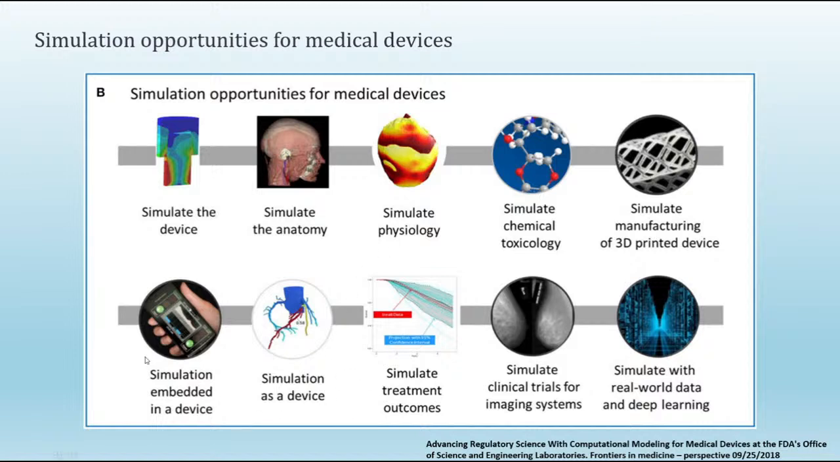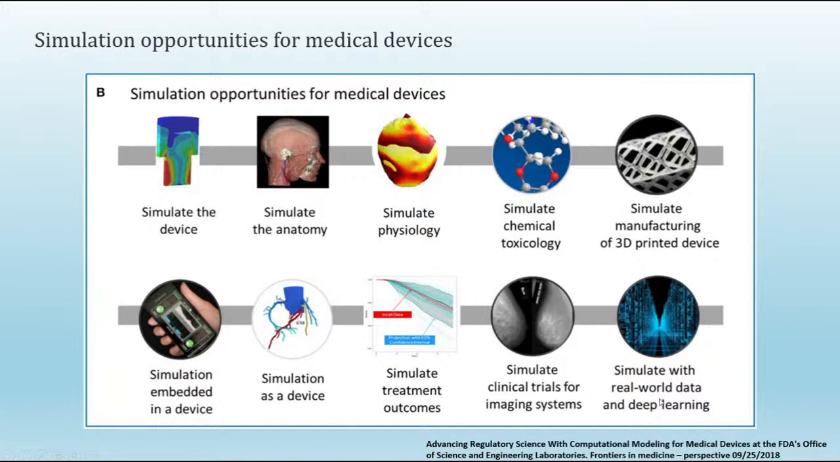We can simulate embedded devices. So a lot of devices today have software on it. We have tools that allow you to simulate how that software behaves and create certified code, which significantly reduces the amount of verification of the code by having the computer generate much of the code for you. Right? This is a human machine interface or user interface simulation, and you can integrate that with various other analysis. Simulation as a device, we can simulate treatment outcomes, clinical imaging system, real world data.